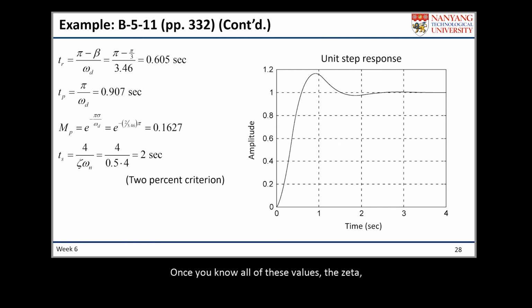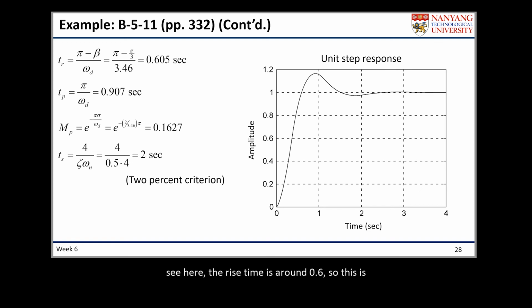Okay, once you know all of these values, the zeta, omega n, omega d, beta, and everything, you again can estimate the features of the step response: the rise time, peak time, maximum overshoot, settling time, using all of the formulas that we have already discussed before. And then by knowing all of these features, you should be able to sketch the step response. As you can see here on the right side is the sketch of the unit step response.